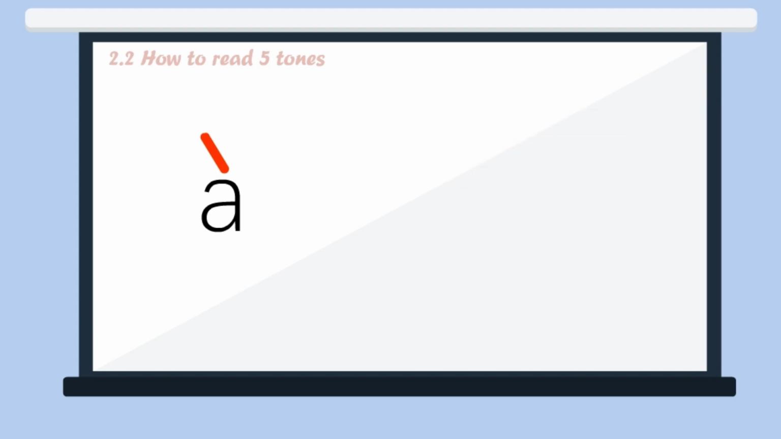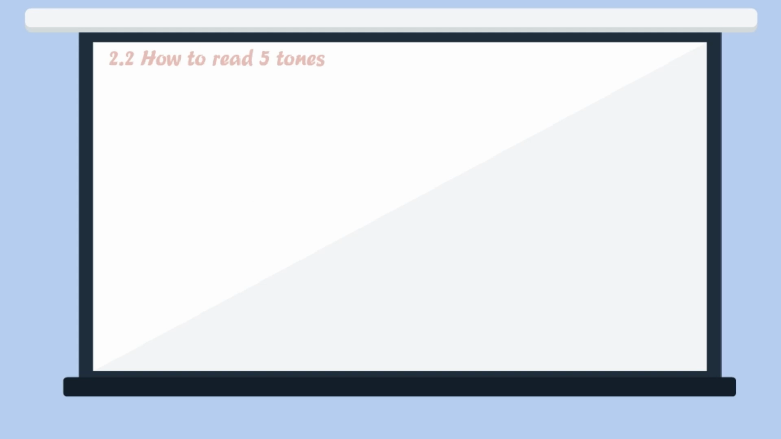The fifth tone is a neutral tone. There's no tone mark above it. You can just read it shorter and lighter. Please read after me. Ah, ah, ah.